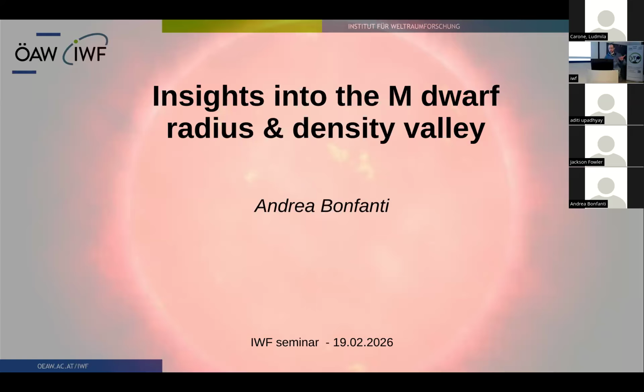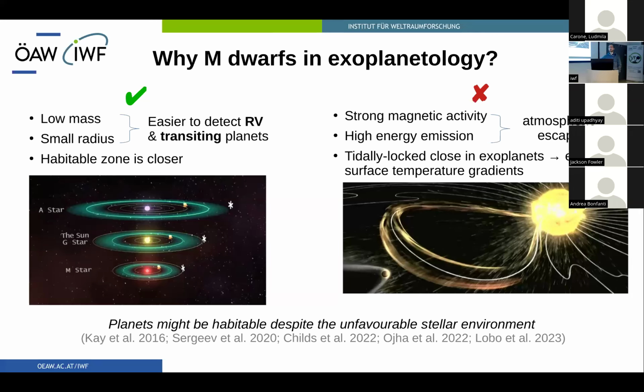So another topic, of course, and as you may guess from the title, today we're going to talk about exoplanets around dwarfs, with a specific focus on the so-called radius and density valley. So the first question is probably, why do we care about dwarfs within the exoplanet field? I would say there are pros and cons for targeting dwarfs when one is interested in detecting exoplanets.